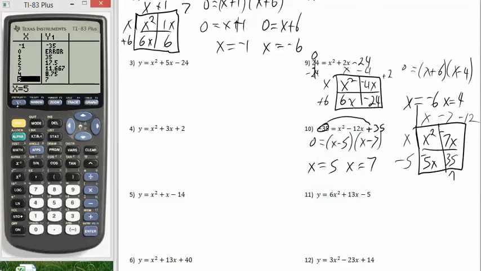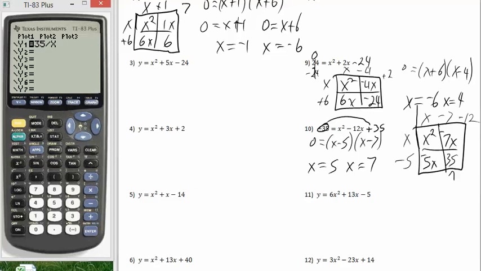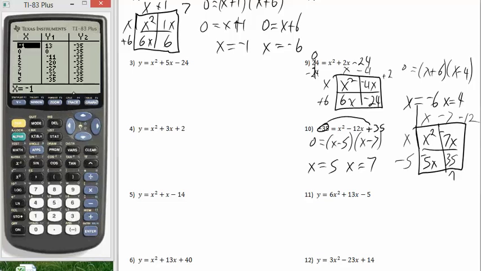Okay, and if we go back and put this in our calculator, let's see, we have x squared minus 12x equals negative 35, and we go into our table. So one of them, where they're both the same, is that x equals 5. And we know from the work we did it's going to be 7, and there it is right there. X is equal to 7. So they're going to have two solutions.